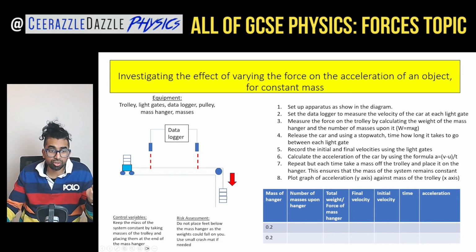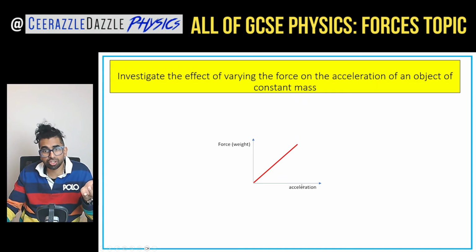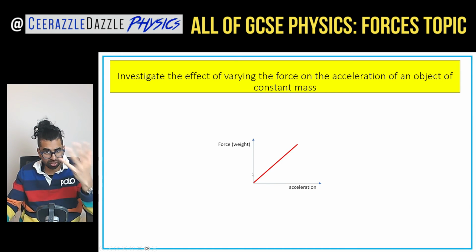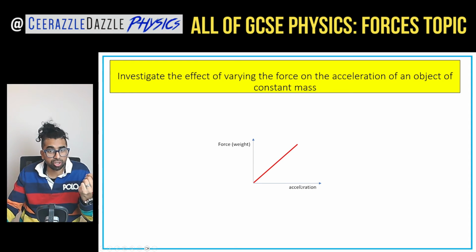And look, we've got our control variables. Keep the mass of the system constant by taking masses off the trolley and place them at the end of the mass hanger. The risk assessment is obviously don't put your feet under it. So therefore from here we can get the following graph. Force versus acceleration. We can hopefully see that the greater the resultant force, the greater the force acting on the end of the pulley, the greater the acceleration on the car.